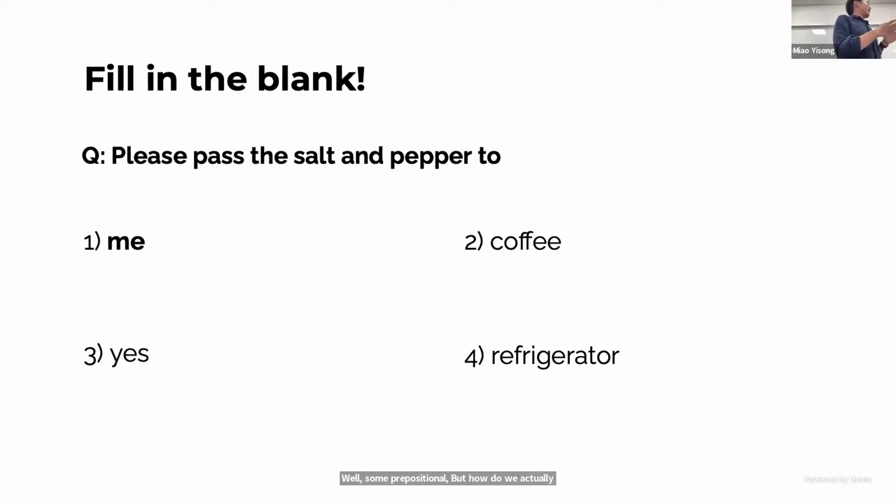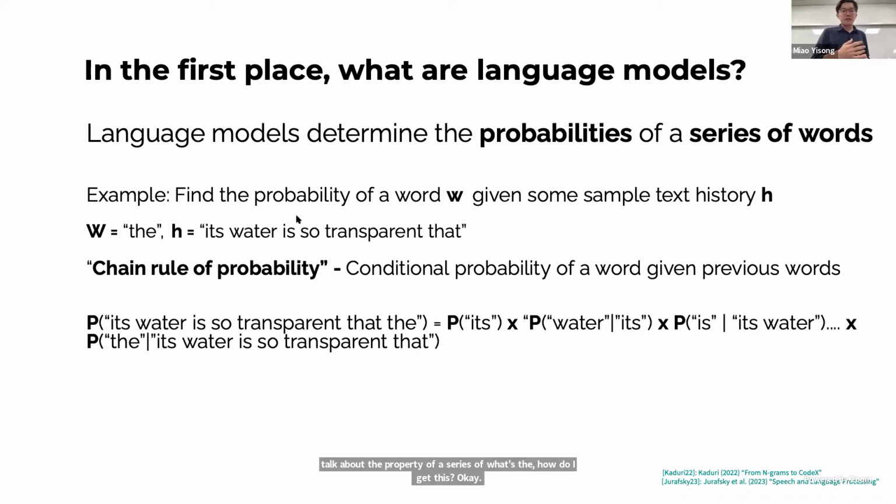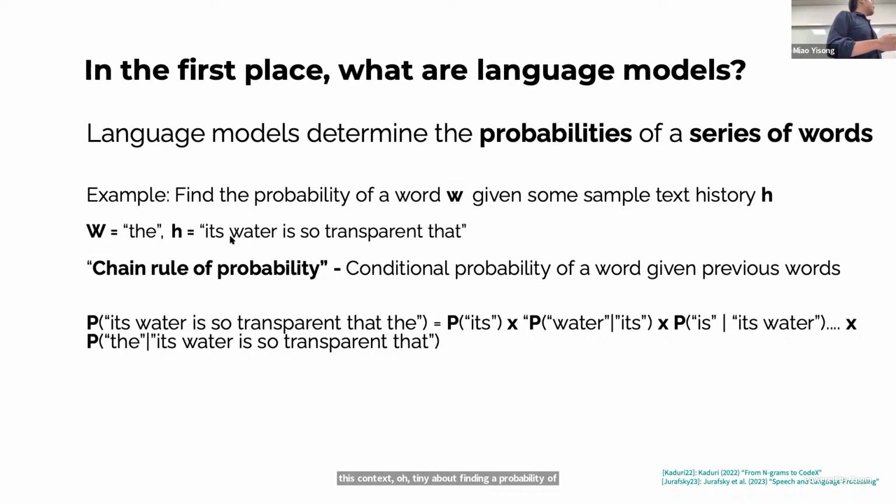That's the general aim of language models, where we talk about the probability of a series of words. So for example, if you were to use this context to find the probability of the next word after "water is so transparent that", there's this thing called the chain rule of probability. That means that we try to find the probability that this particular word comes right after the phrase "water is so transparent that".